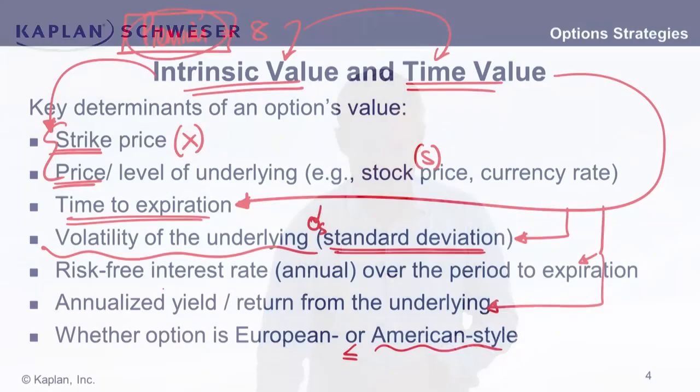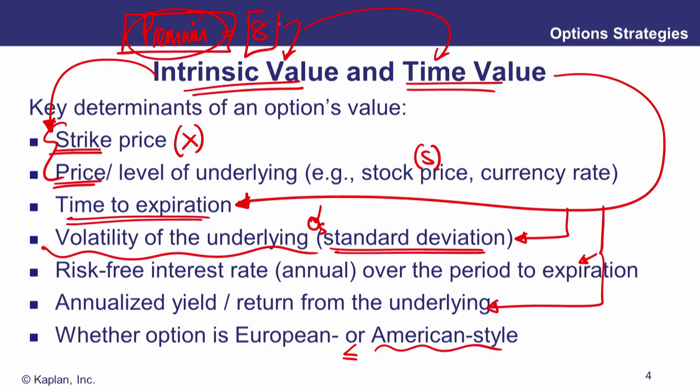If there's any time to go in the option, it will likely have some time value as well. So if we have a premium, just to give you a basic example, let's say this option had a premium of 8. Let's say that this option is a call option. It's got a strike of 15. So that's X, and the underlying is at 21.